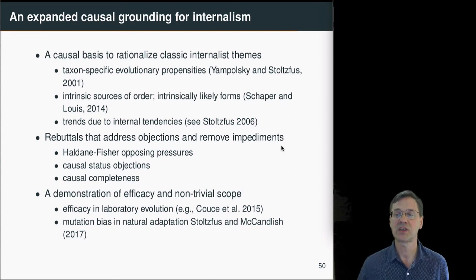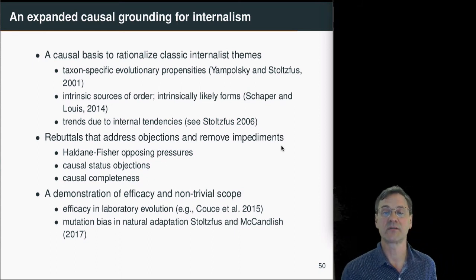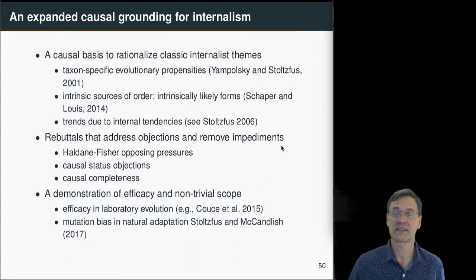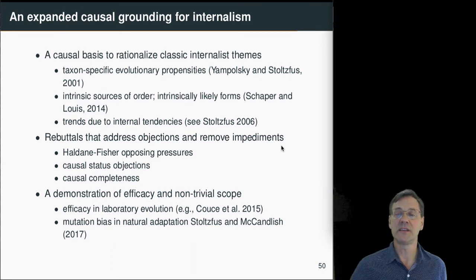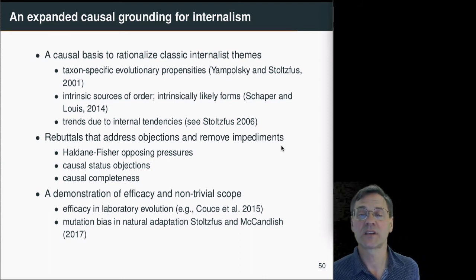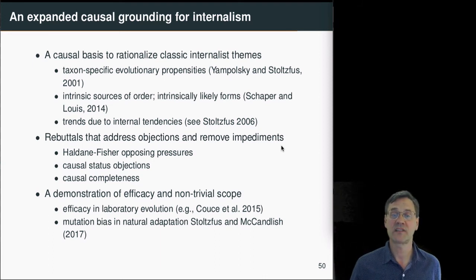So the influence of mutational and developmental biases in variation, by way of biases in the introduction process, provides a way to understand the key themes of internalist thinking. So taxon-specific propensities. We can look at the classic study by Alberch and Gale, where they proposed that salamanders and frogs have different taxon-specific propensities for losing digits, and we can propose a causal basis for that in terms of developmental biases in the introduction of variation.